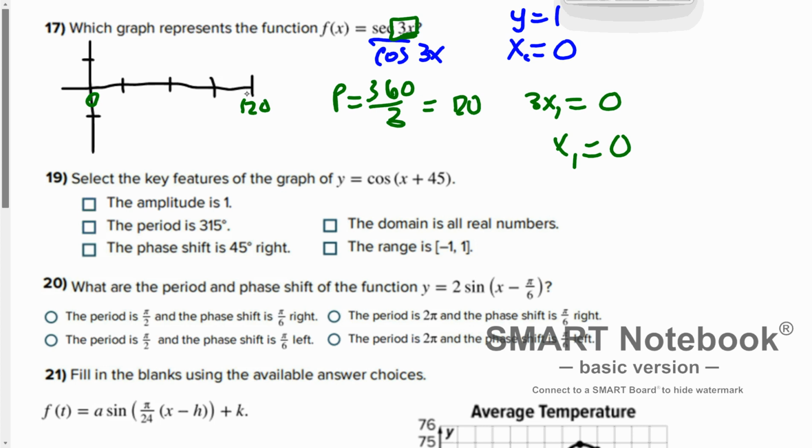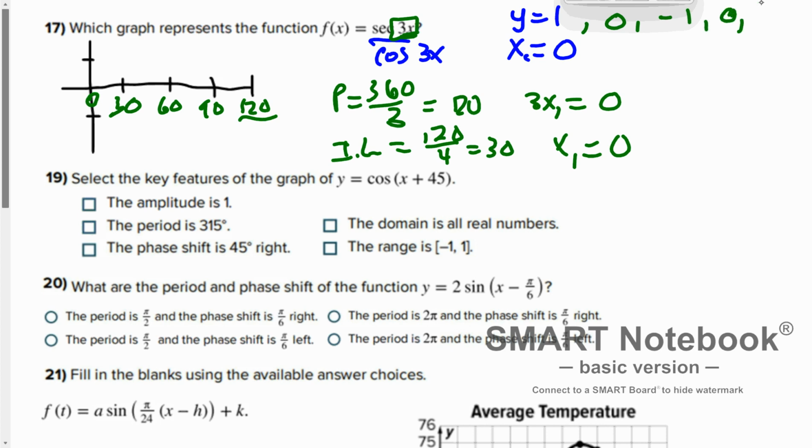Okay, and then I want to know what's in between. We'll graph 5 points, which is one period length. So I want that interval length, the dots in between. The interval length is just taking that period and dividing by 4, so we get 30. Then we start at 0 and add 30, add 30, add 30, and we check: we got 120, so we know we did that right. Our y values go 1, 0, negative 1, 0, and back to 1. Those are our 5 y values, and we have our 5 x's that we just wrote down, up to 90 and 120. So basically I'm just graphing these 5 points.